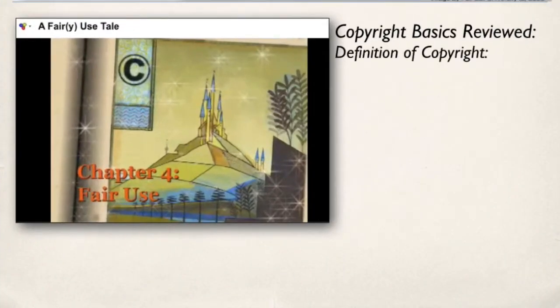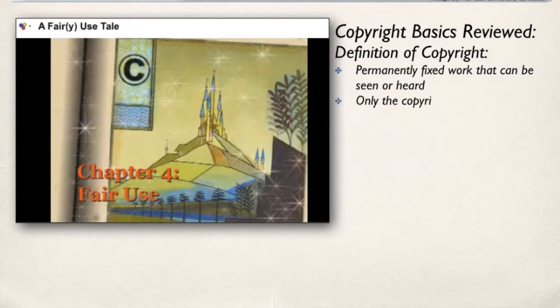Okay, so let's review some of the information in regards to the copyright basics. Again, the definition of copyright: a permanently fixed work that can be seen or heard. Only the copyright owner can use the work, or those for whom the copyright owner has given permission.